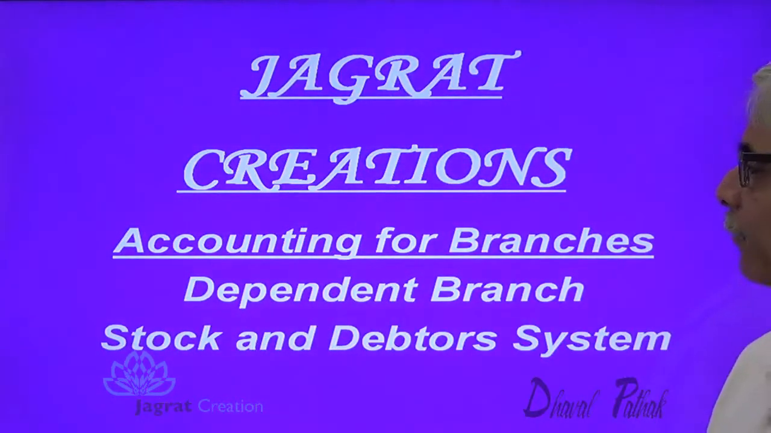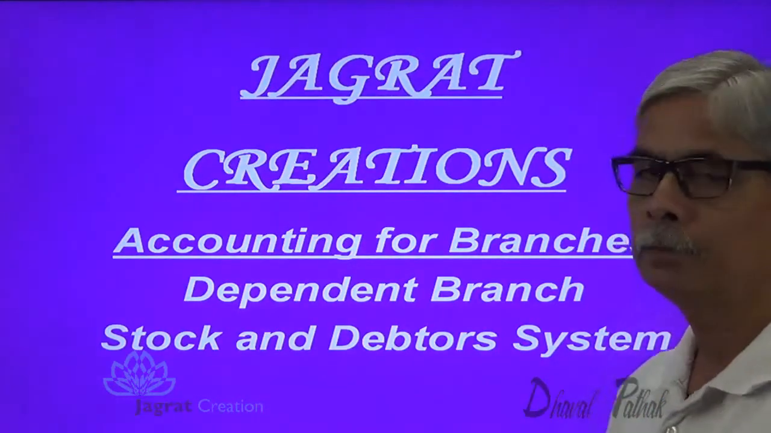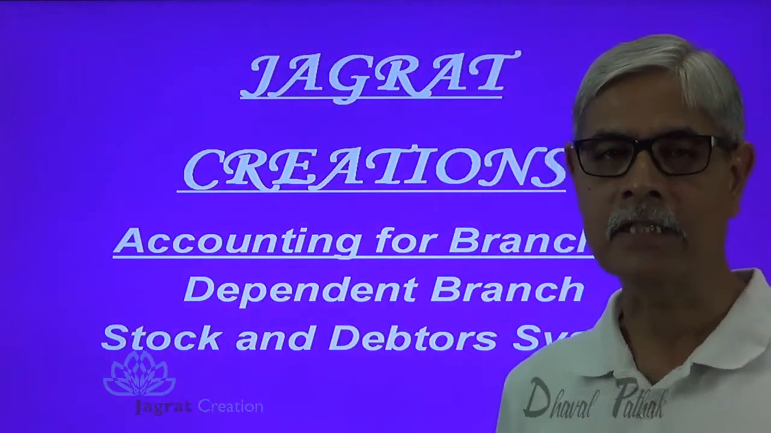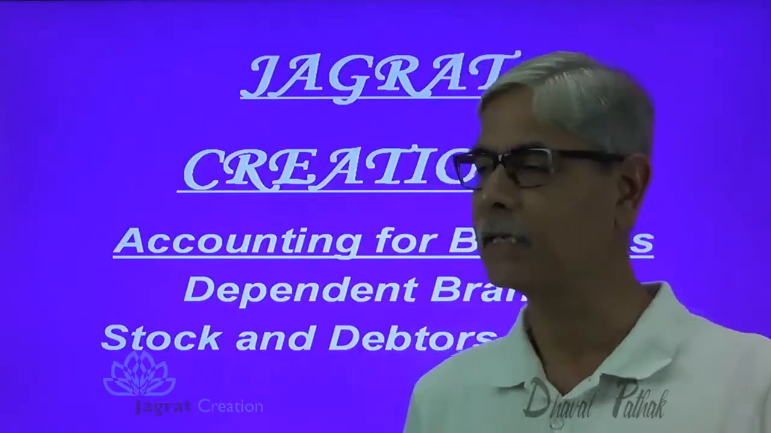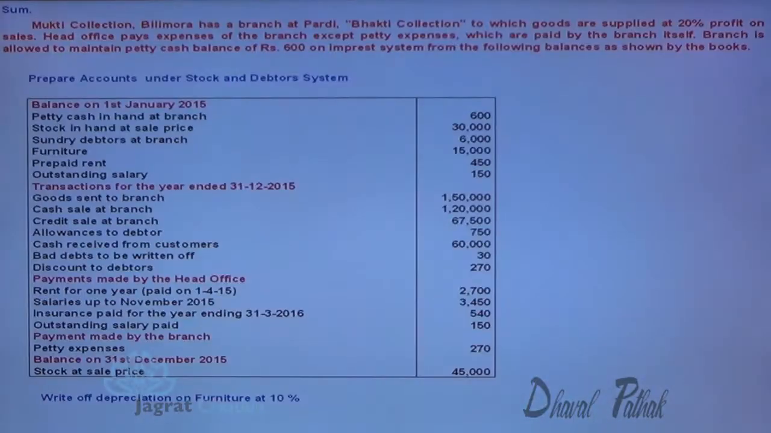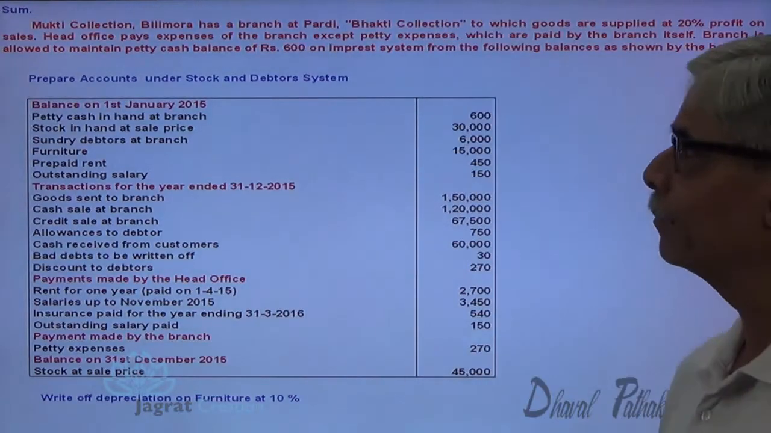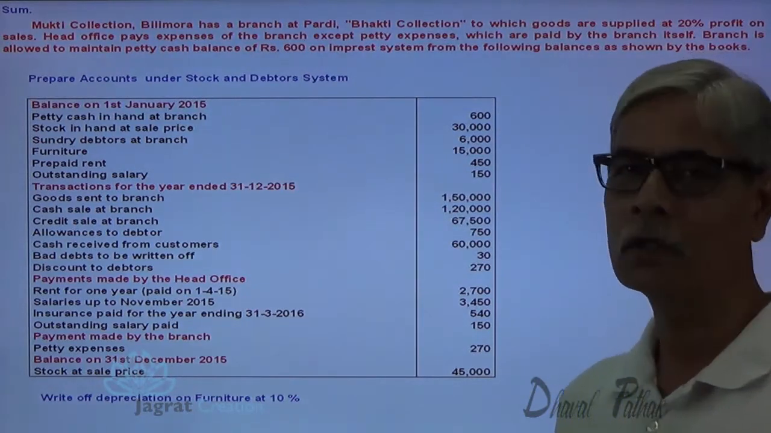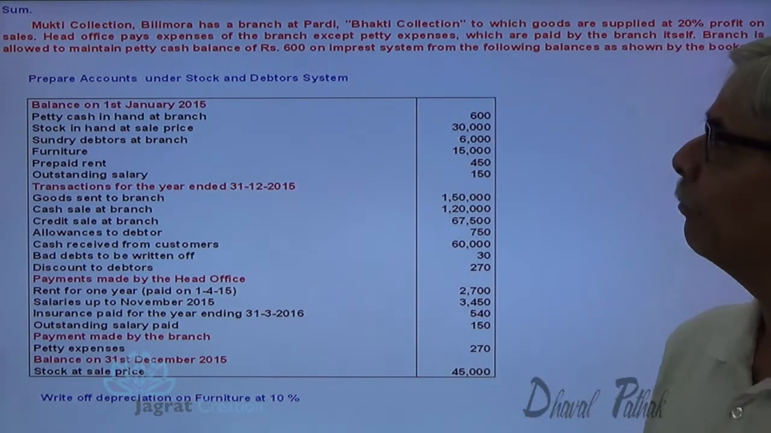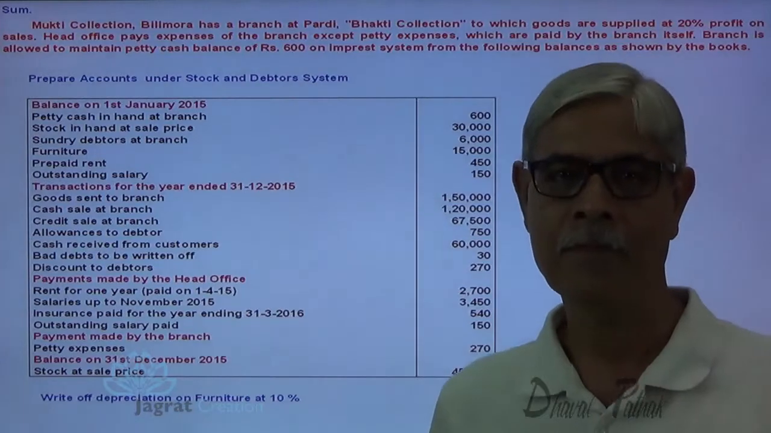It is on accounting for branches, dependent branch, stock and debtor system. I wish to solve one sum here before you by stock and debtor system. Just observe the sum on the screen. This is a sum which I intend to solve here before you by stock and debtor system.